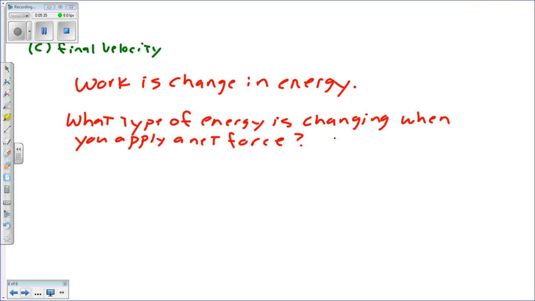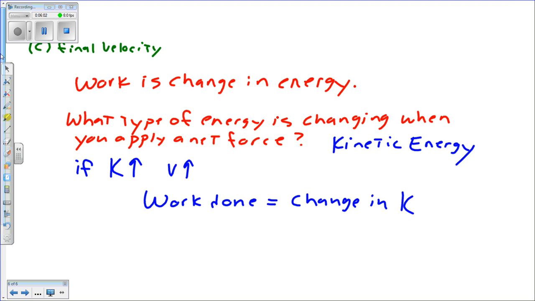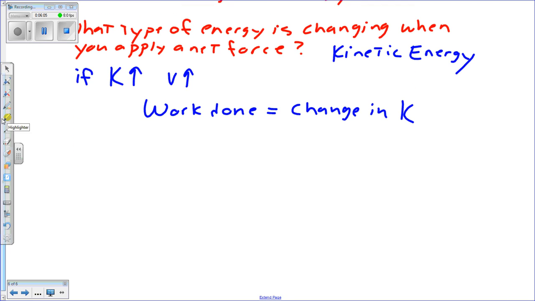There it is. It is kinetic energy. Okay? If the K is increasing, the velocity is increasing. So we can assume that the work done is the change in kinetic energy. Let me scroll down a little bit here. Now, in the problem, we were given that the mass was 40 kilograms, right? And we know that the kinetic energy is 800 joules.